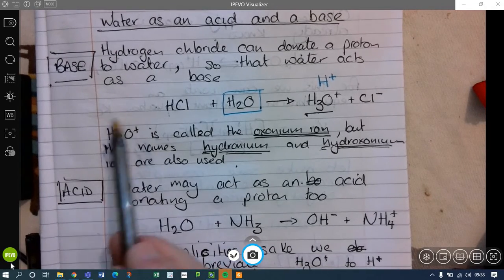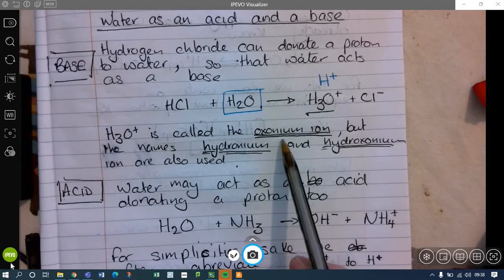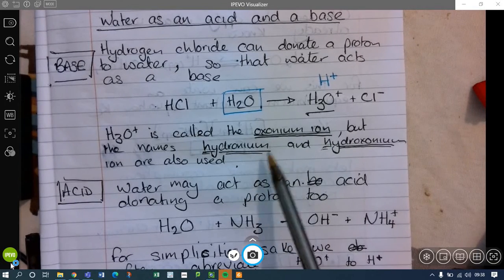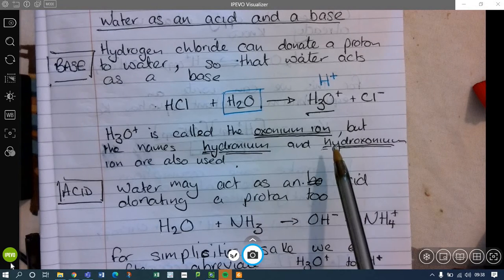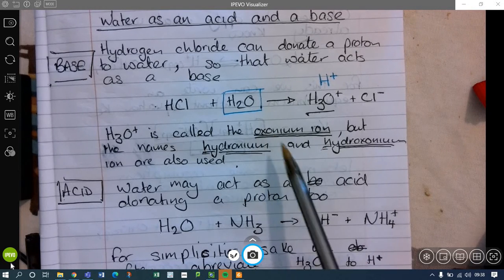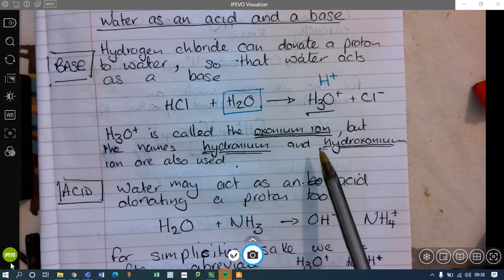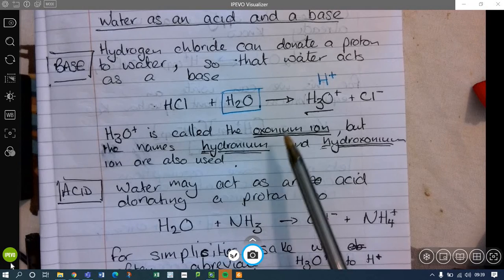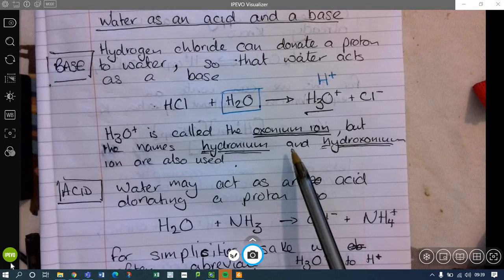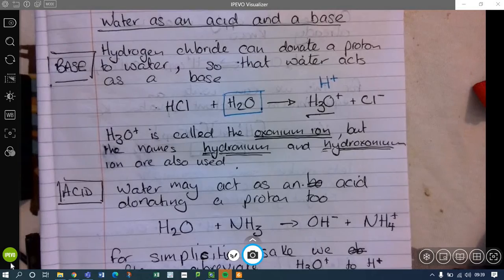Here what we've got is the H3O+ ion. It's actually called the oxonium ion. Please make sure that you remember that it's called the oxonium ion. However, you will also see it referred to as a hydronium ion or the hydroxonium ion. So it's three names for the same thing, and I do apologise for that. The oxonium ion is how we will refer to it in the textbooks and on the exams, but it will also commonly be referred to as the hydronium ion or the hydroxonium ion. Please keep an eye out for that.